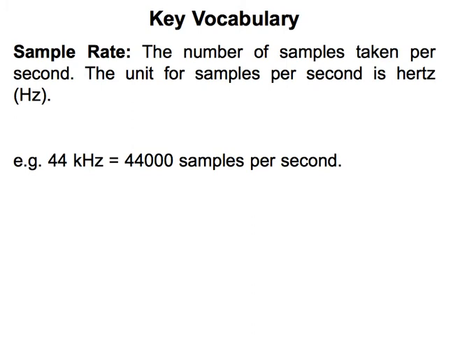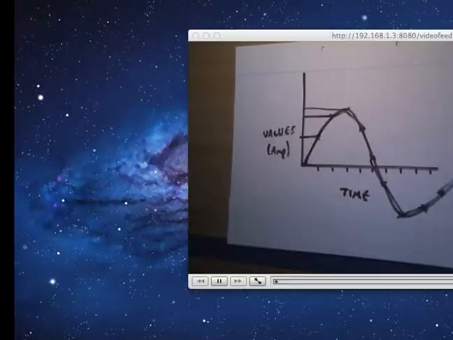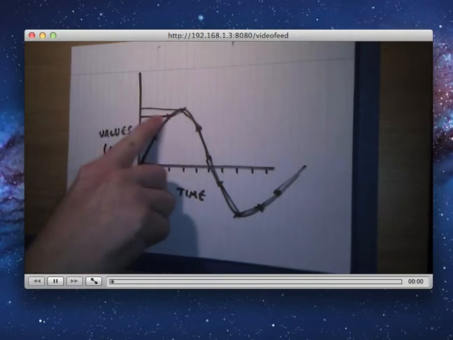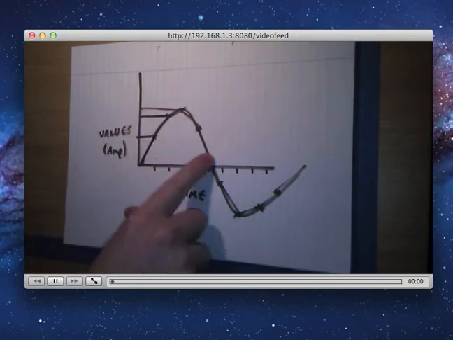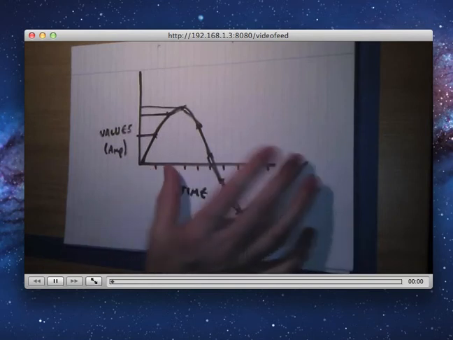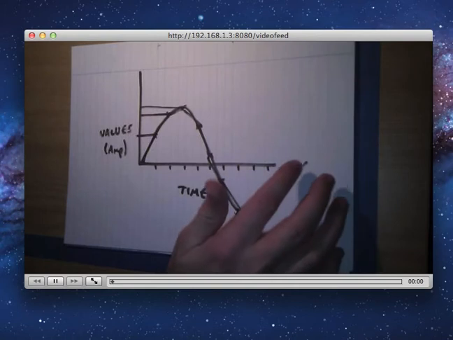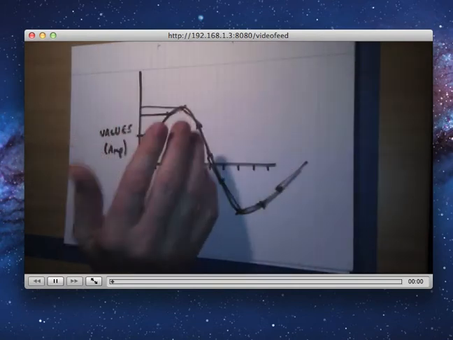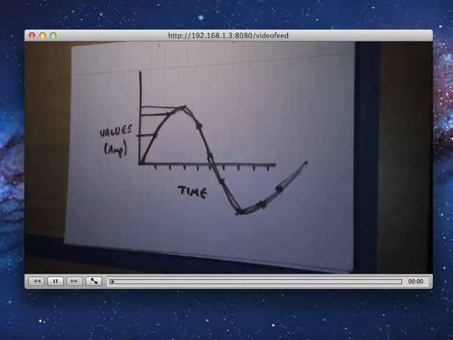A sample, remember, is when you record the value of a wave at a given time. This is one sample because you take the value there. You'd sample a wave there as well, and there, then there, then there, then there. So the more samples you take over a period of time, you obviously get a better representation of the sound wave, but you also get more values to store, so a larger file.